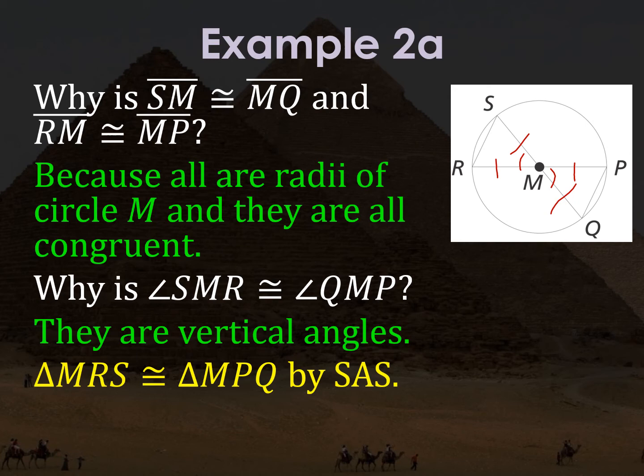Again, notice that the order of the sides matters. So MRS is congruent to MPQ. Actually, in this case, it doesn't really matter because all radii are congruent. You have isosceles triangles. So in this case, you had a couple options with the order of the letters. But normally speaking, the order of the letters has to go together.